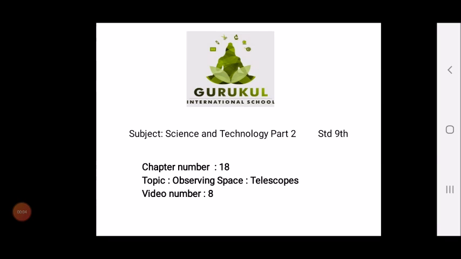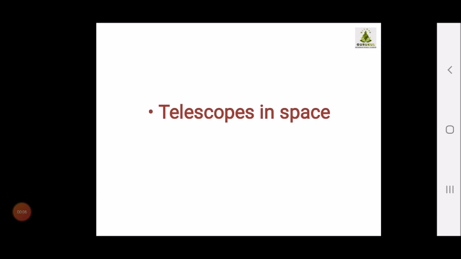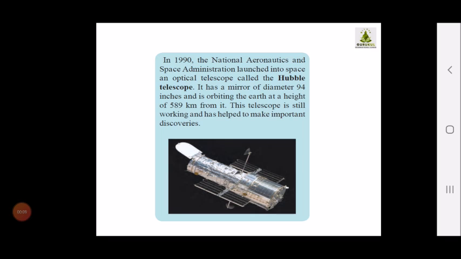Now children, while studying the telescopes in space, in 1990 the National Aeronautics and Space Administration, NASA, launched into space an optical telescope. This telescope is known as the Hubble telescope. It has a mirror which has a diameter of 94 inches and is orbiting the Earth at a height of 589 km from it. This telescope is still working and it has helped to make important discoveries.